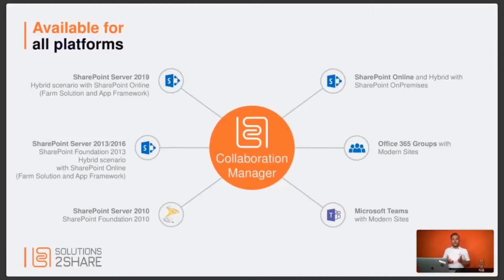If you have, for example, SharePoint Online, you can use our Collaboration Manager 365, especially for Office 365 and SharePoint Online. We can create Office 365 groups, and we added Microsoft Teams last year. So if you want to provision Teams, groups, modern or classic sites, or you want to set up a hybrid environment, we have one solution to solve all this kind of provisioning things. So you only need one solution for on-premises and online.